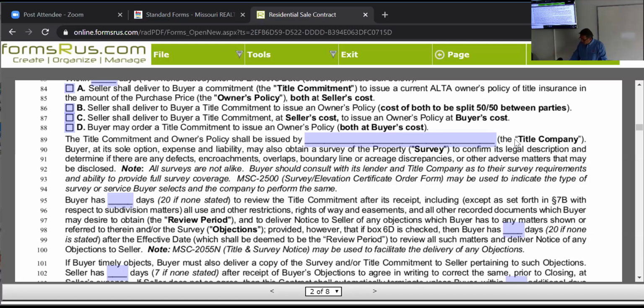On 90, this is one that shocks people sometimes, but the buyer at its sole option, expense, and liability may also obtain a survey of the property to confirm its legal description and determine if there are any defects, encroachments, overlaps, boundary line, or acreage discrepancies, or other adverse matters that may be disclosed.